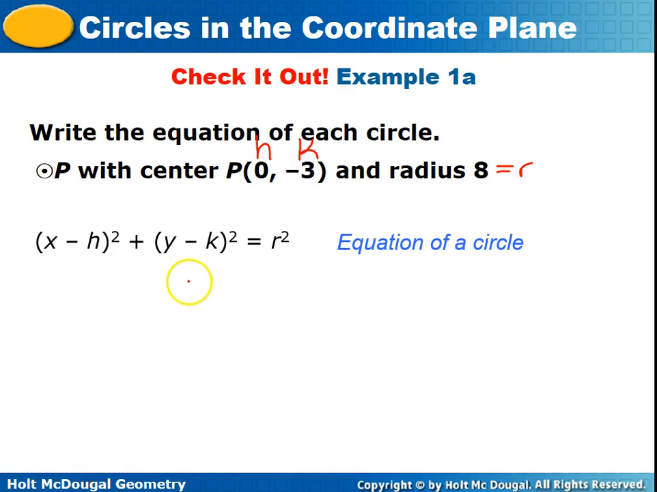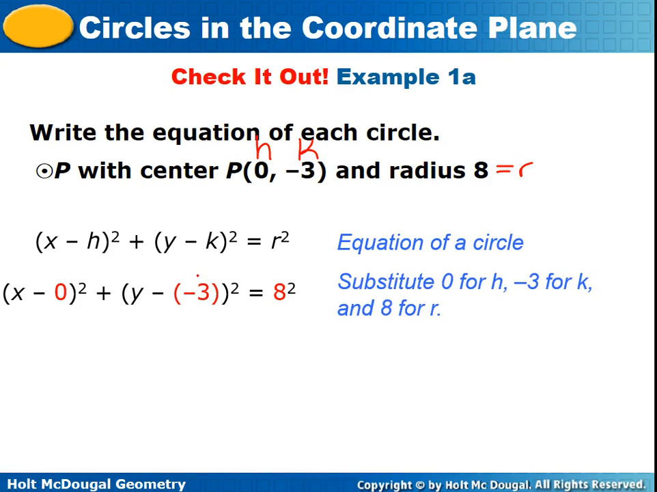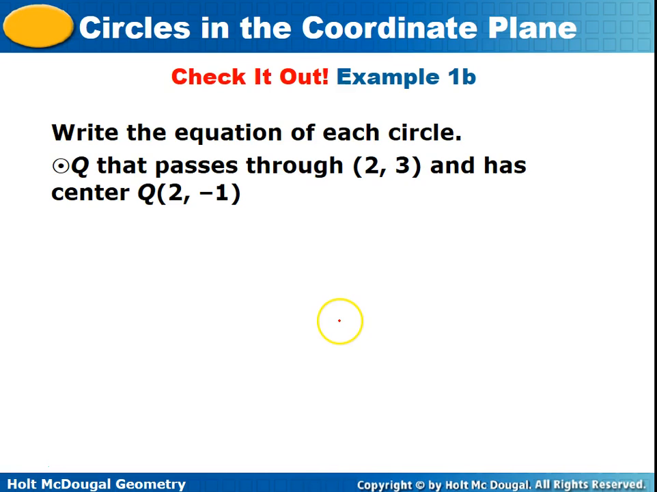So our H, so it's going to be x − 0, y minus a minus 3, which will end up being y + 3, and then 8 squared. That's what we're going to do here. So this will just end up being x². This will be (y + 3)², and this will be 64. So then we have our equation for our circle. Okay, do the next one and then come back to me when you're done.